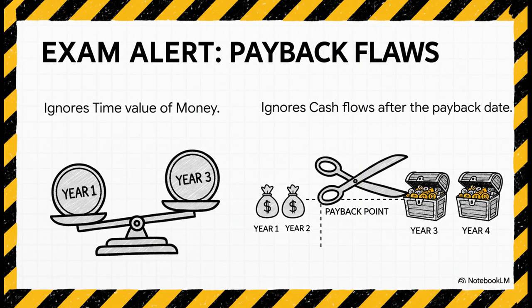All right, sirens on for this one, because this is a classic exam trap. The simple payback period has two gigantic fatal flaws you've got to know. First, it totally ignores the time value of money. It treats $1 you get 3 years from now the same as $1 you get tomorrow, which we know is wrong. Second, it completely ignores any and all cash flows that happen after you get your money back. A project could become a gold mine in year 4, but the payback method is blind to it. Now, there is a slightly better version called the discounted payback period that fixes the first problem, but even it still ignores all that money coming in later.